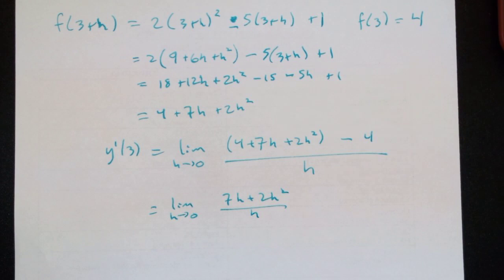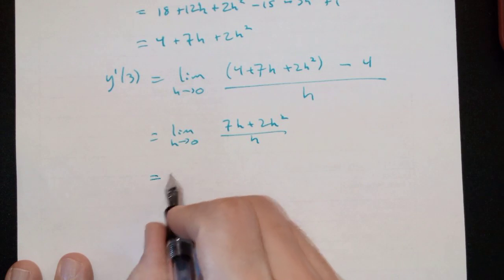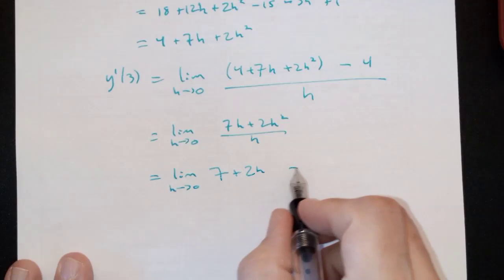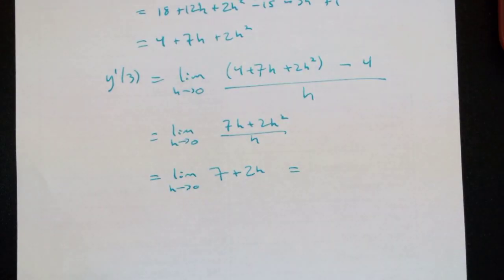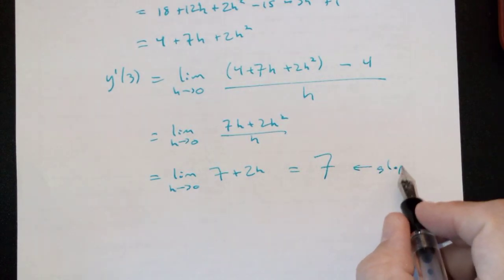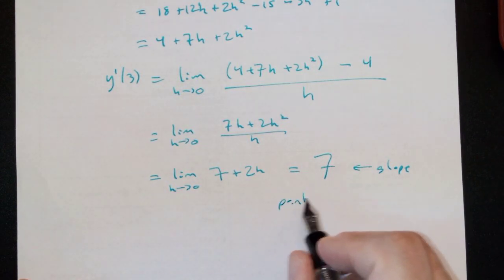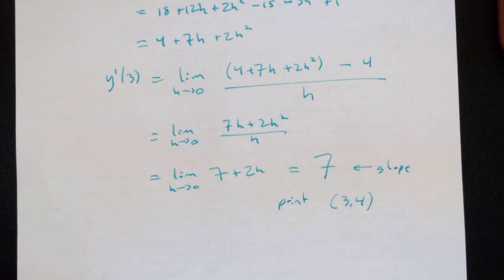But now it's still 0 over 0. But everything in my numerator has an h. Factor that h out, cancel with the h on bottom. Take that limit. Because the h becomes a 0, that piece goes away. There's my slope. And the point for my line is still 3, 4.